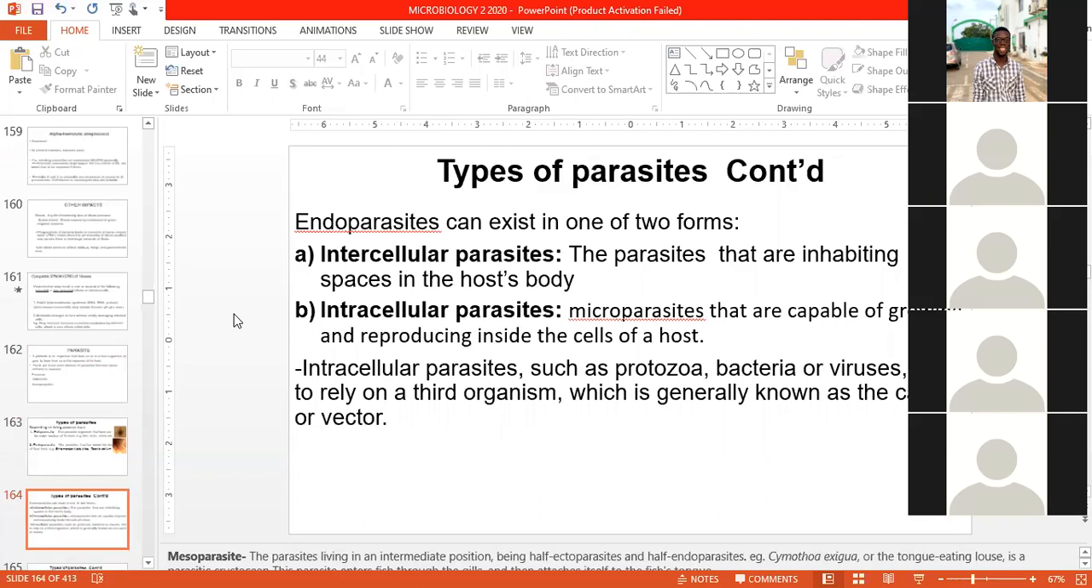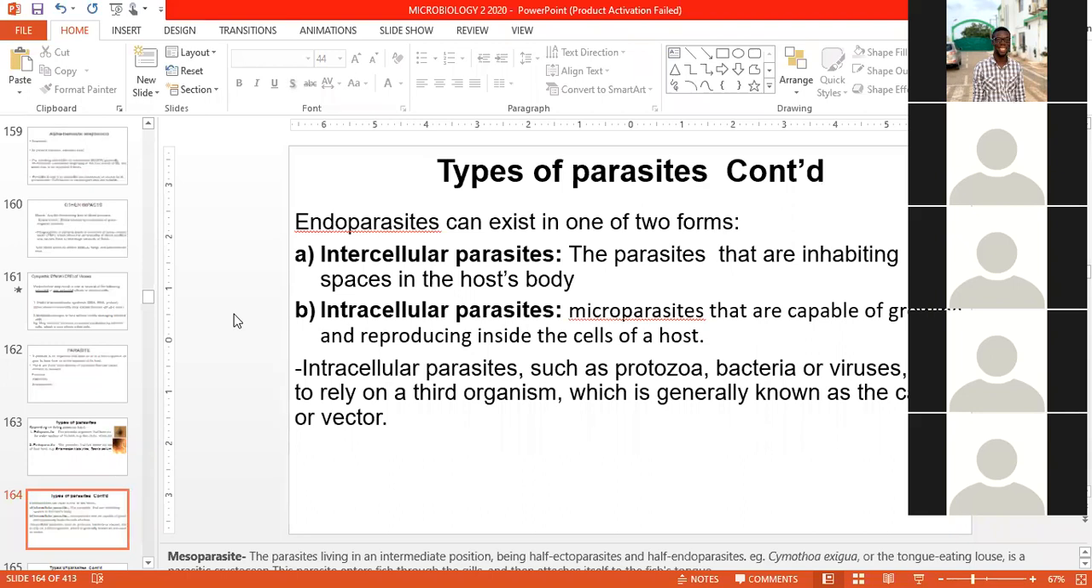When it comes to endoparasites, they are further divided into two groups. We have the intercellular parasites, that means they live in between cells. Then we have the intracellular parasites. They are very microscopic, therefore they reside within the cell.